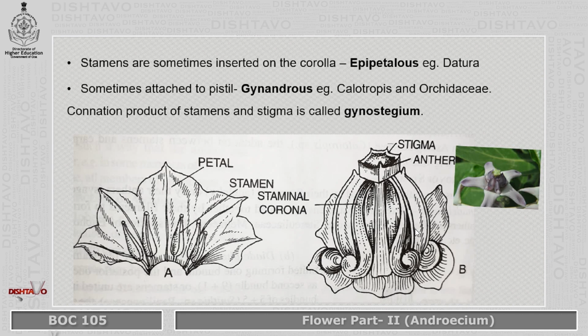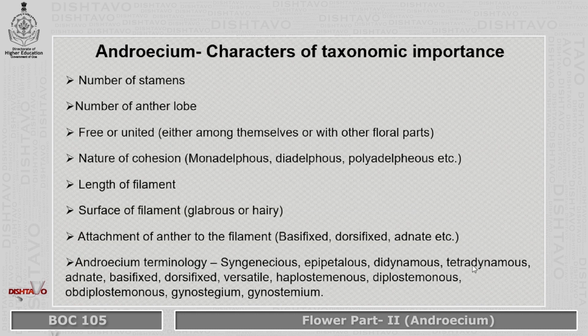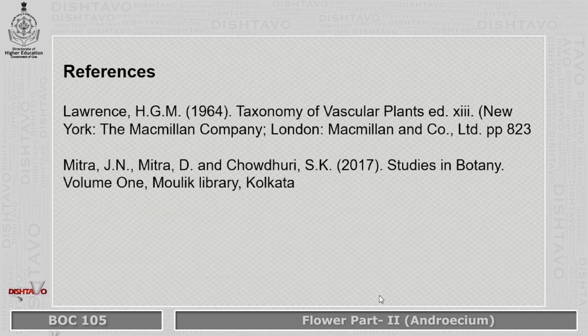Connation product of the stamen and stigma: here, the structure which is formed by the fusion of stamen and stigma is called gynostegium. So the androecial characters that we have studied so far, we will be able to describe according to this module. They are the number of stamens, number of anther lobes, whether stamens are free or united, nature of cohesion, length of filament, surface of the filament, and the terminology of the androecium, that is syngenesious, epipetalous, didynamous, tetradynamous, adnate, basifixed, dorsifixed, haplostaminous, diplostaminous, obdiplostaminous, gynostegium, and gynostemium.